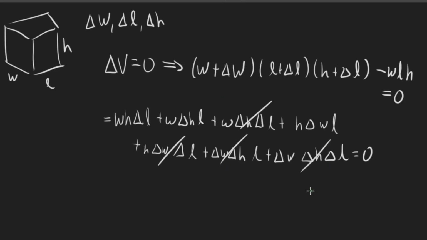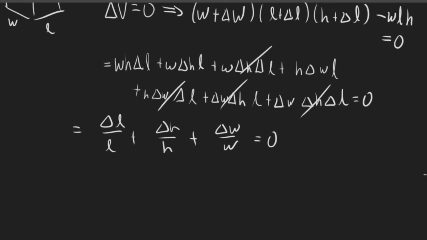And now what we're going to do is divide both sides by WHL. So this is going to give us delta L over L plus, and then if we divide by WHL, we'll have an over H, so this will be delta H over H. And then over here we'll have a delta W over W. And this still has to equal 0. And this delta of a dimension divided by that dimension is the same thing as the strain.